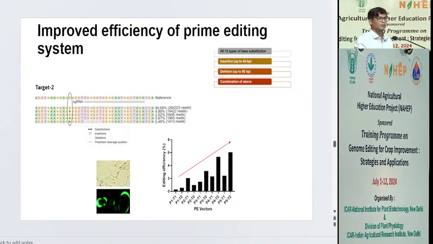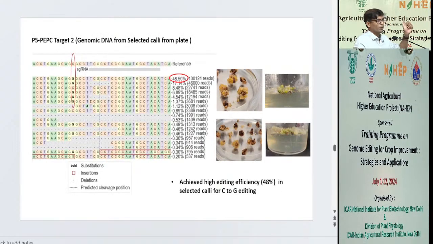Then with our best vector, we already did callus transformation, and this is recent data. You can see C2G happened in 48%. That is a huge achievement, and we are really excited with this data.